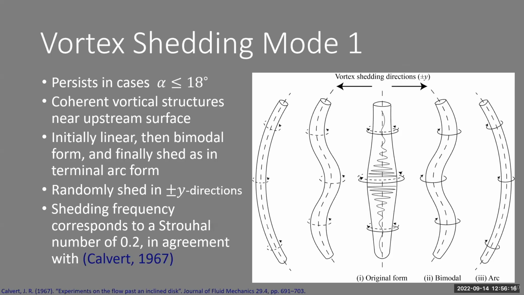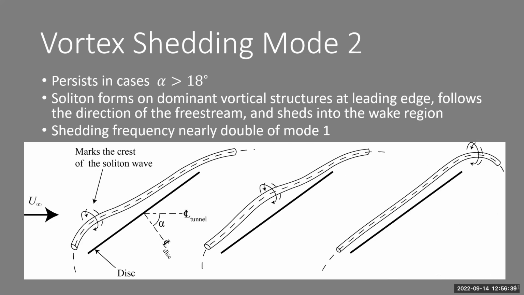So I just wanted to identify the two modes of vortex shedding that we have observed from the flow visualizations. For angles of incidence less than or equal to 18 degrees, the primary mode of vortex shedding was in the plus or minus y directions, where we observed these coherent vortical structures forming near the central axis. Once they reach a finite size, they're shed back and forth in the plus or minus y directions. And at angles of incidence greater than 18 degrees, we see the soliton mode of vortex shedding. This is just a schematic of what this entails. One thing to note is that the shedding frequency for the soliton mode is nearly double that of the first mode that we looked at.